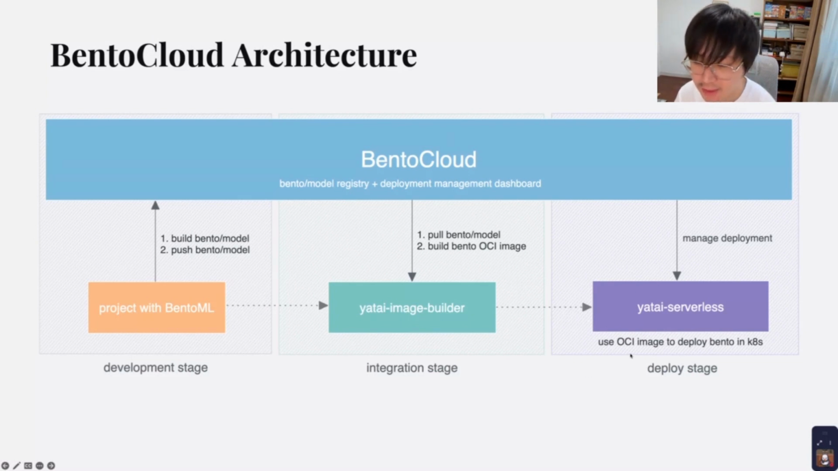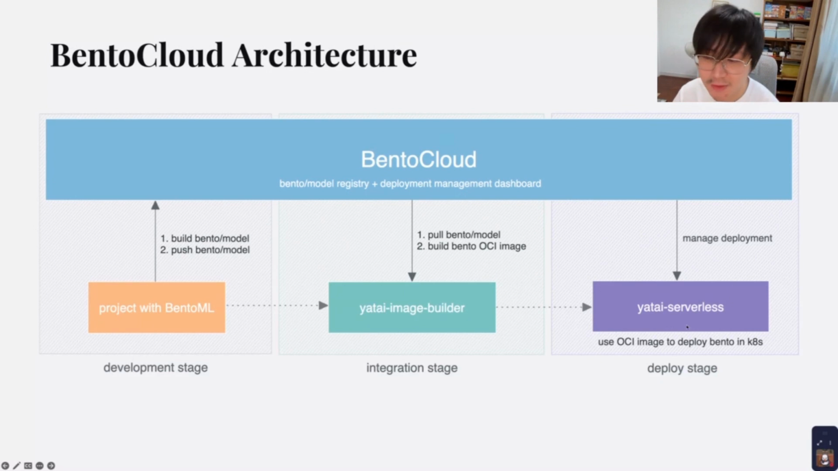Then we reach the third stage, the deployment phase. During deployment, we also have a new component called Yata Serverless, responsible for deploying OCI images generated in the previous phase to Kubernetes. It's a straightforward process with 3 steps, and Bundle Cloud covers all 3 steps. Today, our discussion focuses on the third phase of the deployment.